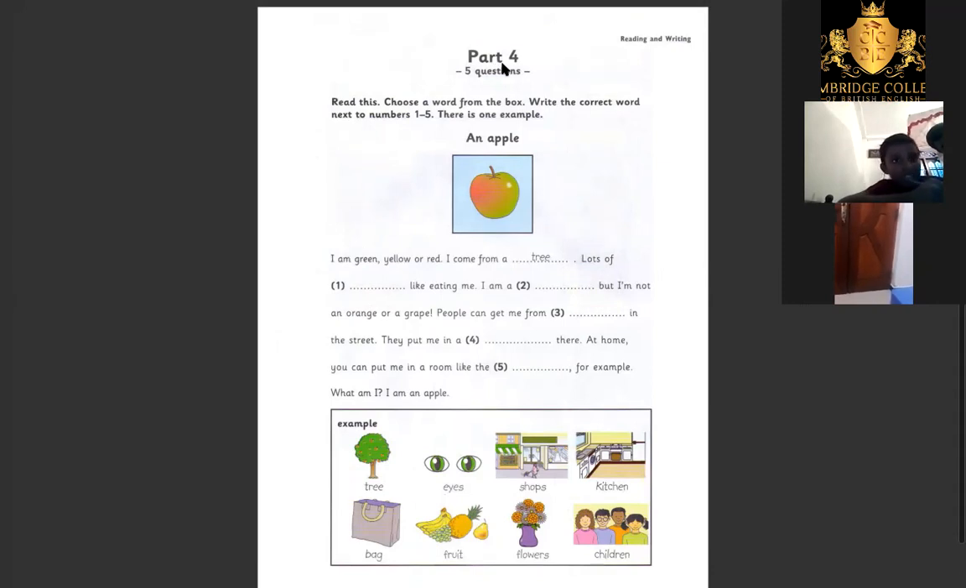Now write part 4 at the top of the book. And write 5 numbers downwards. 1, 2, 3, 4, 5. So you don't want to write the passage.